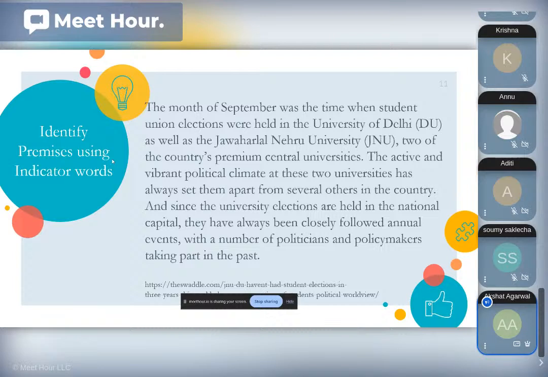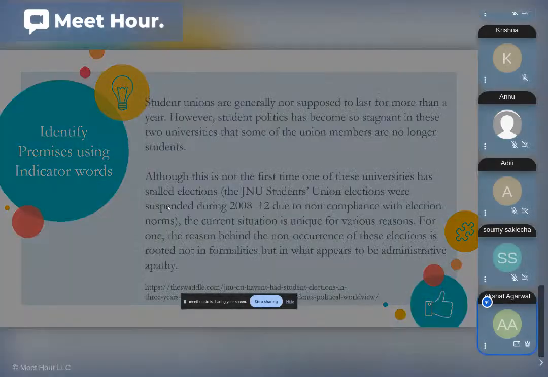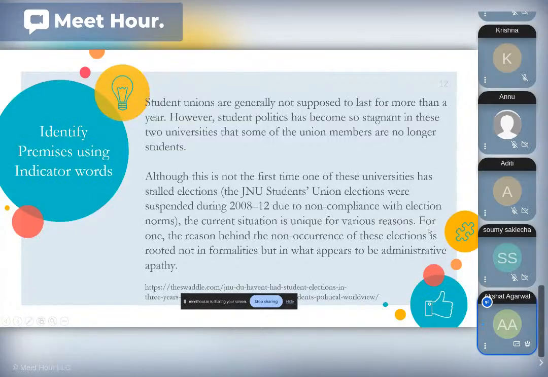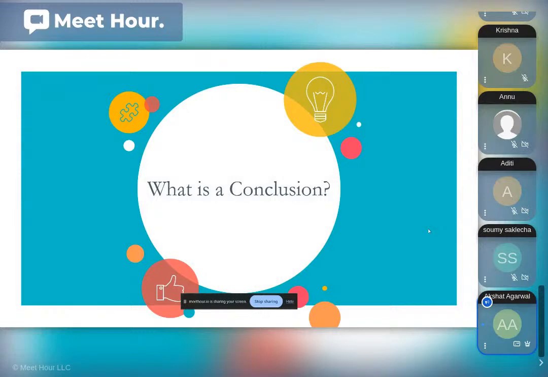But for the sake of simplicity, and because you're starting out with your preparation, it's going to help you a lot if, whenever you read a passage, you take a mental note of words like "since." It's a very important word. Words like "for" also introduce a premise. So that's all on premises.